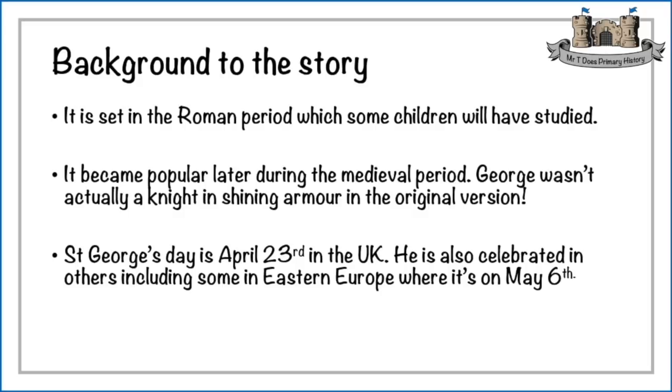Let's start with the background to the story. So this is a story of a knight, a princess, and a dragon. It's the famous tale of St. George and the Dragon. It's set in the Roman period, but the story became popular almost 900 or so years later during the medieval period. He is often shown as a knight in shining armour, but this is not going to be accurate given he was alive in the Roman period.